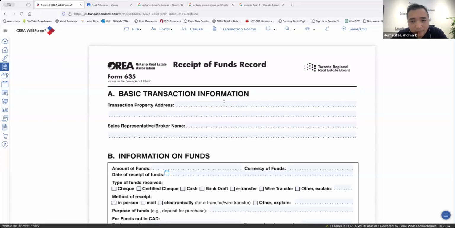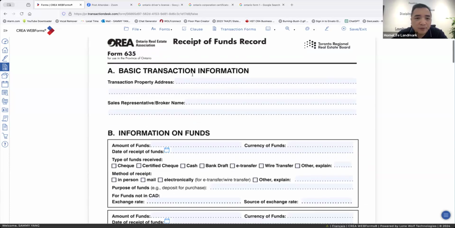Receive funds is only for the buyer agent. If you're the listing agent, we don't need to use this form. If you're the tenant agent, usually we don't need to use this form. And if you are the buyer agent helping the buyer buy pre-construction, pre-con, we don't need to use this form. This is only used for resale, residential or commercial resale, for the buyer agent only.